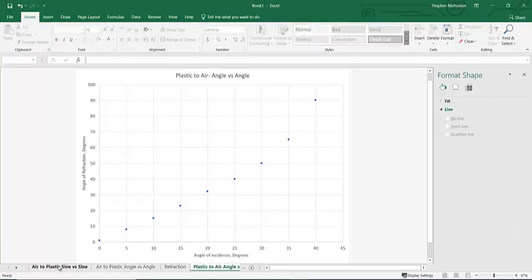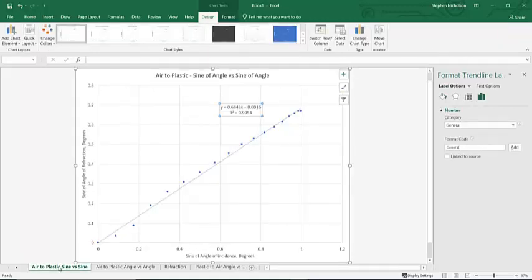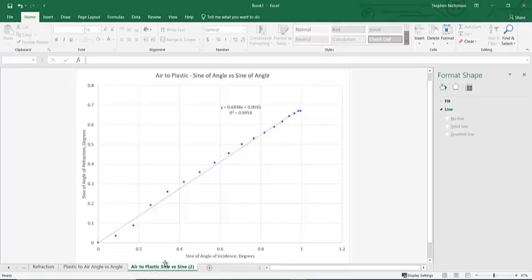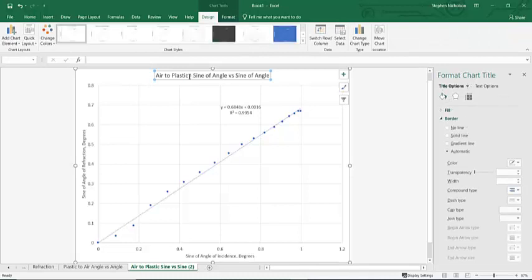So we'll click on the air to plastic sine versus sine. On the tab, we'll right click, we'll create a copy, move to the end. So now here it is. So you can see this is the old data. We've got to make a few little changes. We've got to go from plastic to air. Okay, that's fixed.